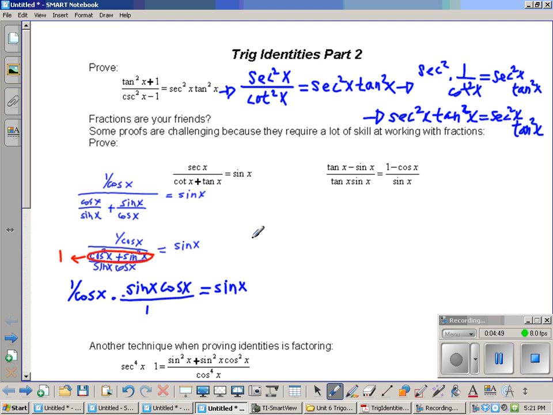Now I can simplify cosine x with cosine x by dividing common factors in both the numerator and the denominator. Those will leave the number 1. So 1 times sine x times 1 divided by 1 times 1 just gives me sine x. So I have sine x equals sine x. Done with that one.